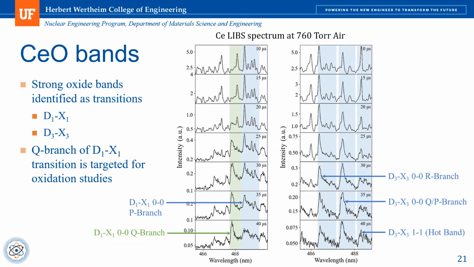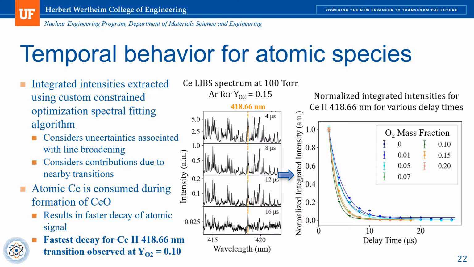So the first step in this work was to use LIBS to identify strong oxide bands in the visible spectrum that could be used to study the oxidation chemistry of cerium laser-produced plasmas. We can see here some pretty clearly identifiable oxide formation that's occurring over time, highlighted by the green and blue shaded regions, as well as some of the identified branches based on the available literature.